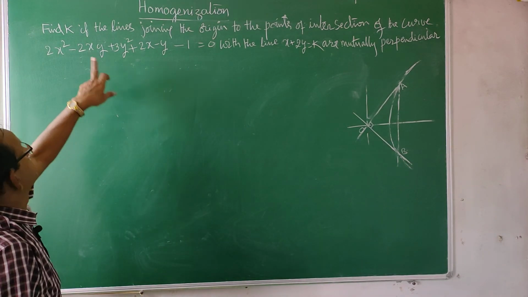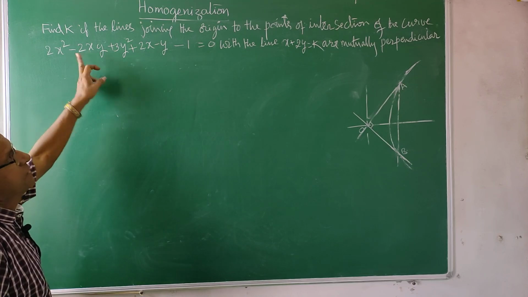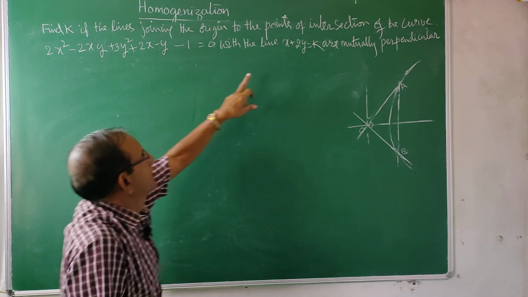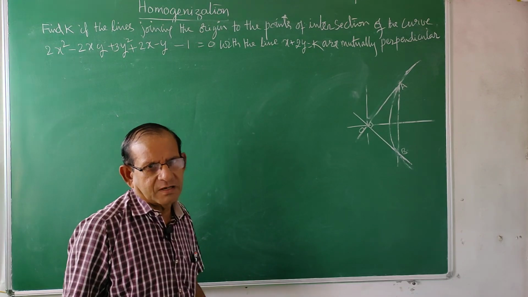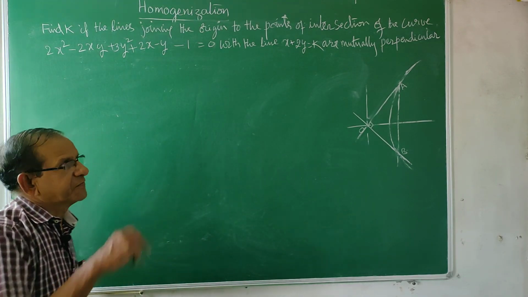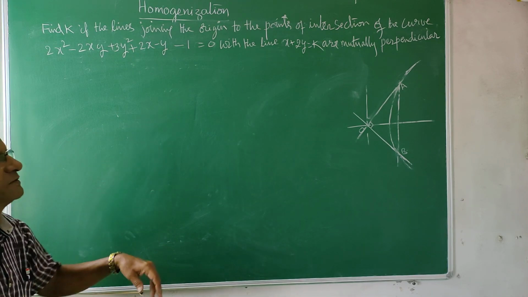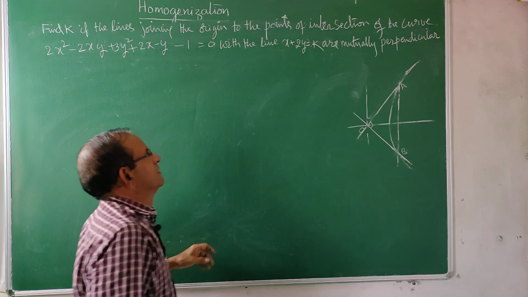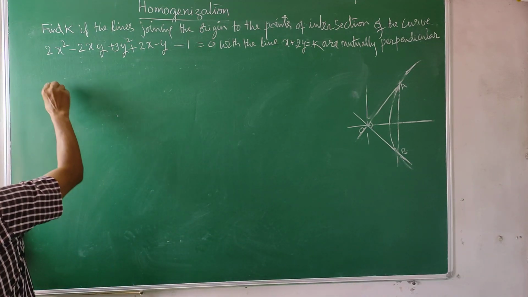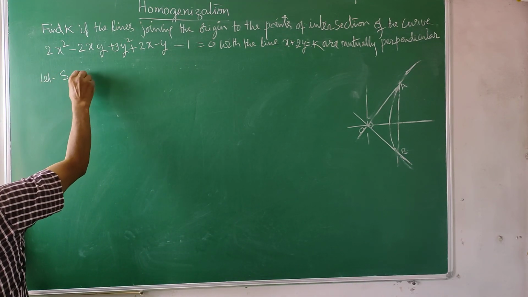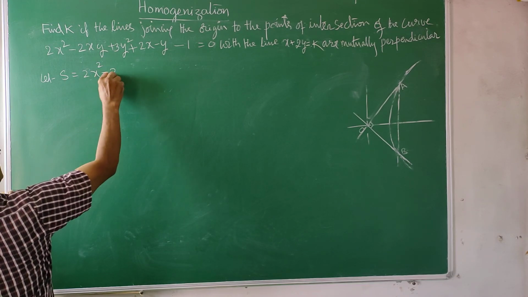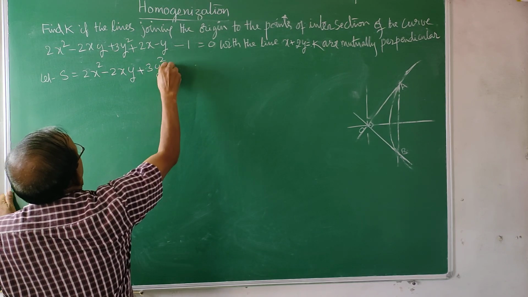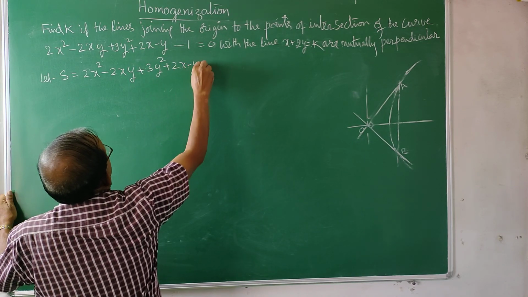Now see this question. We have to find the value of k if the lines joining the points of intersection of this curve and this line are mutually perpendicular. We have to find out the value of k. k is there in the equation of the straight line. This is x plus 2y is equal to k. Now let us take the curve as S is equal to 0. Let S is equal to 2x square minus 2xy plus 3y square plus 2x minus y minus 1 is equal to 0.